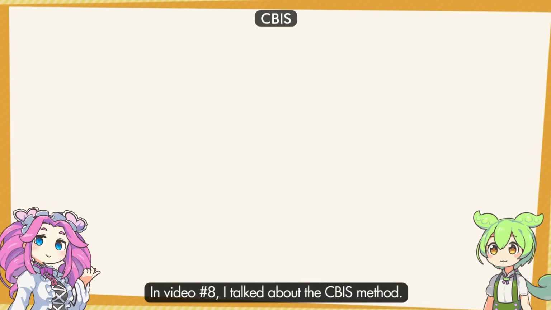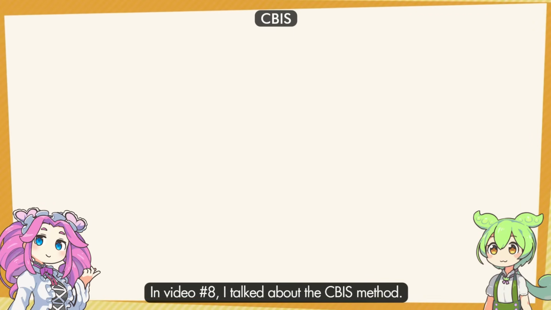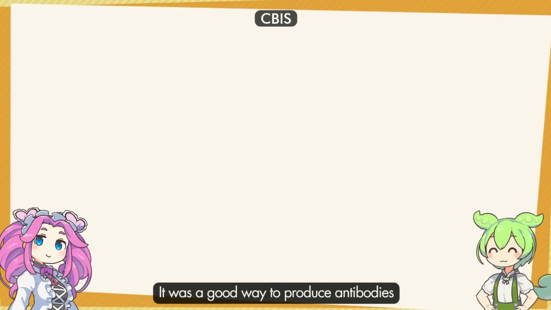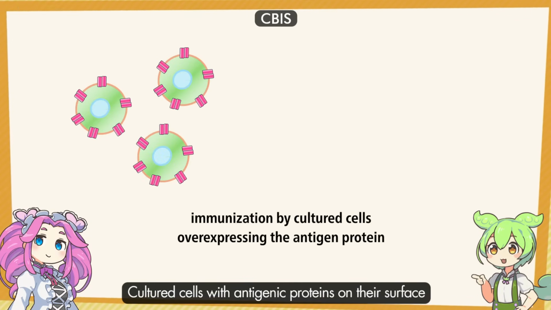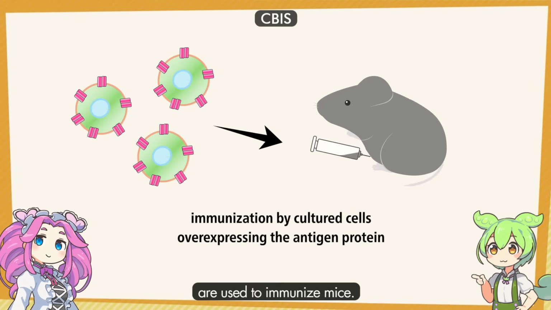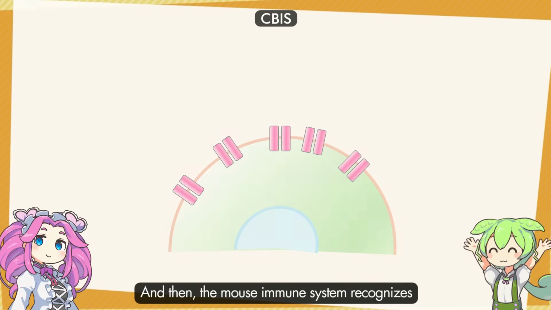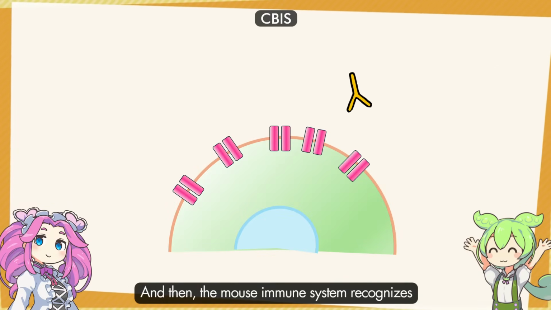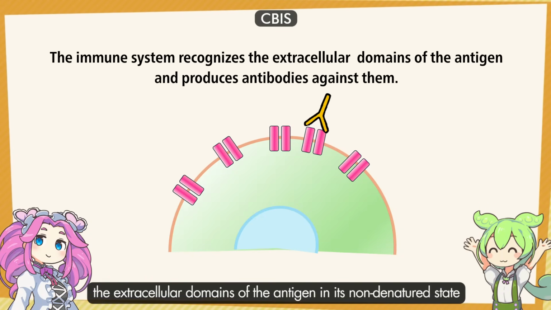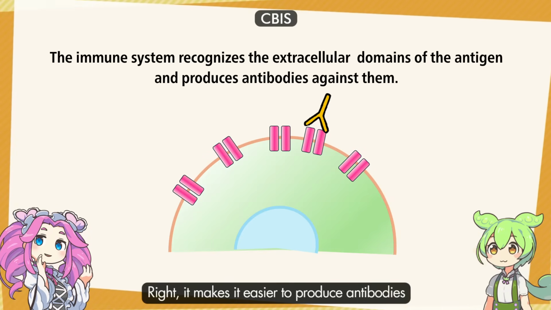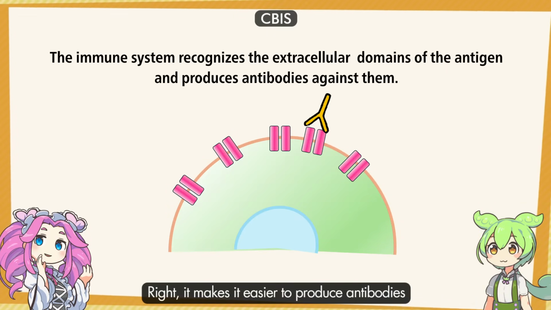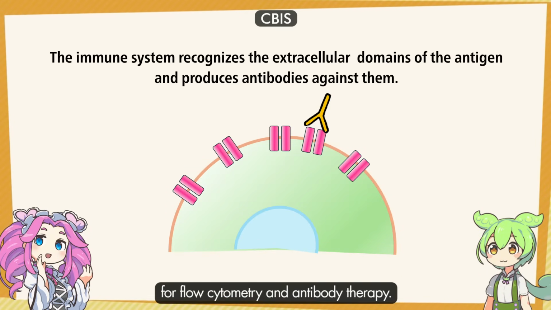In video number 8, I talked about the CBIS method. It was a good way to produce antibodies against membrane proteins. Cultured cells with antigenic proteins on their surface are used to immunize mice. And then, the mouse immune system recognizes the extracellular domains of the antigen in its non-denatured state and produces antibodies. Right, it makes it easier to produce antibodies for flow cytometry and antibody therapy.